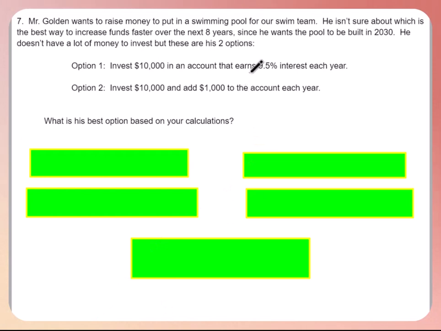This first one, we're earning 9.5% interest on the amount that we put in. So we would add 100% to 9.5%. Start with our initial amount, 10,000. We're going to multiply that by 100% plus 9.5%, that's 109.5%.